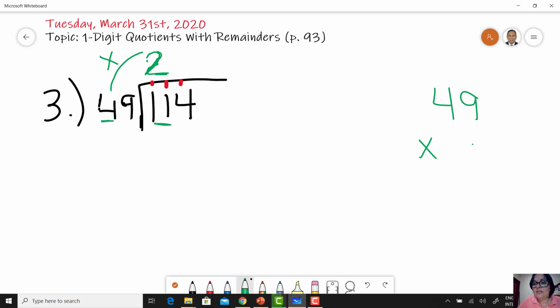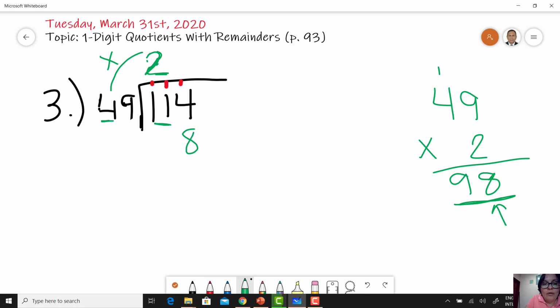49 times 2. 2 times 9, 18. 2 times 4, 8 plus 1, 9, okay, 98. So this is what you have to write in here. Remember that these ones are the ones. So number 8 under 4 because are the ones. And these ones are the tens. Number 9 under this number 1 that we have in here.